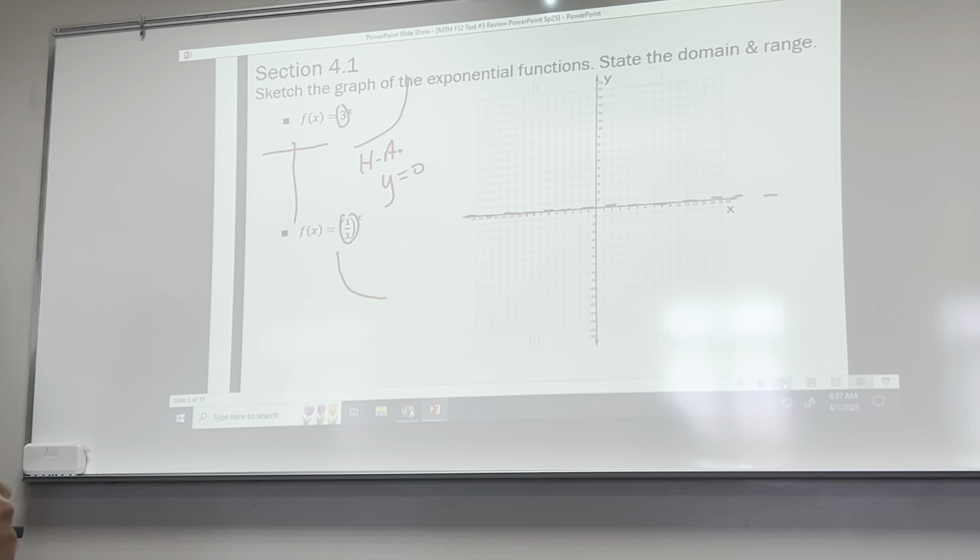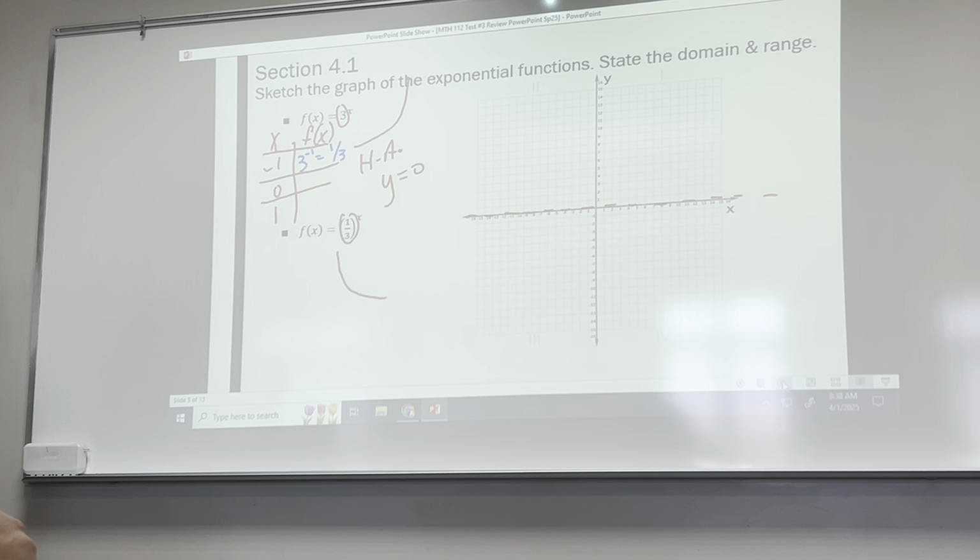That's one of the facts. I know the domain's all real numbers, right? You can use anything you want for x, but the range won't be all real numbers. Let's just plot a couple points. If x is negative 1, 0, and 1. Since we know the basic shape, we don't have to get too many points. If I replace the x's with those values, what is 3 to the negative 1 power?